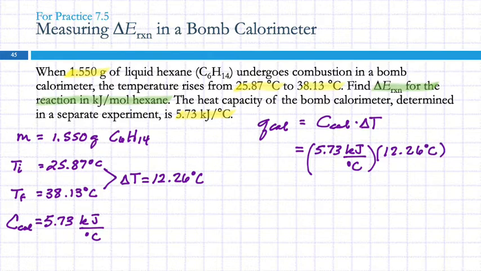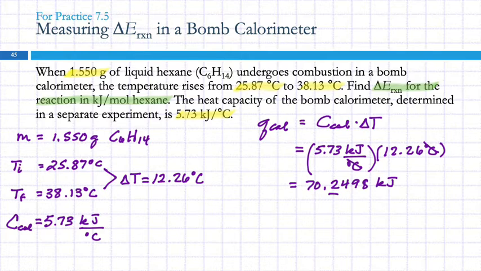So we multiply those, and we get Q-cal is equal to 70.2498. It would only have 3 sig figs. The degrees Celsius cancel out, and I'm left with a unit of kilojoules. So that's Q for the calorimeter.